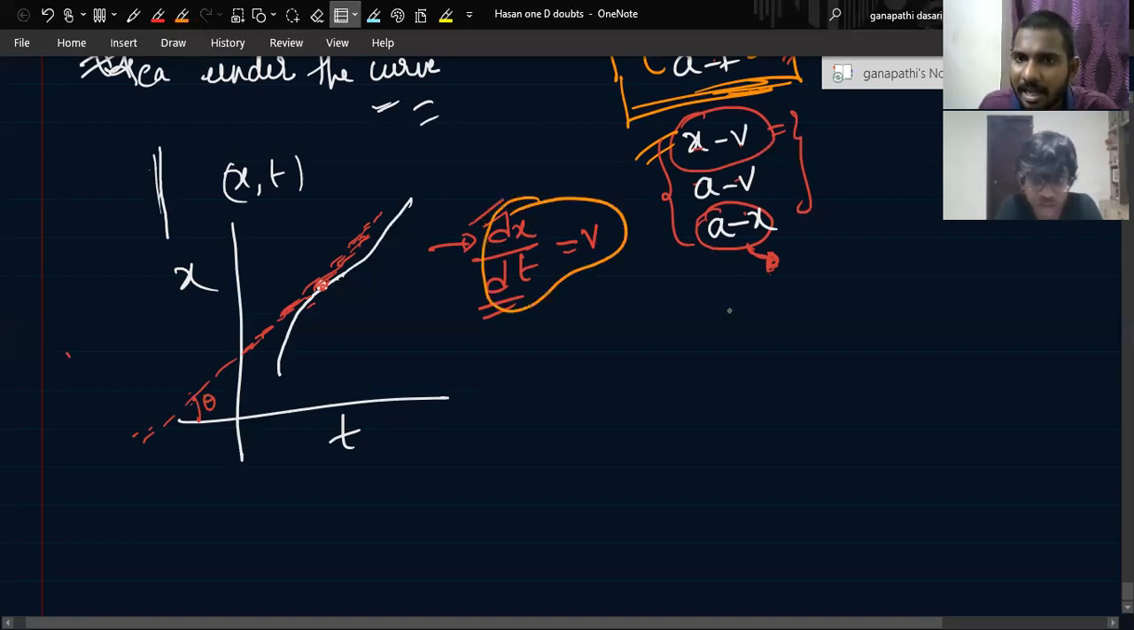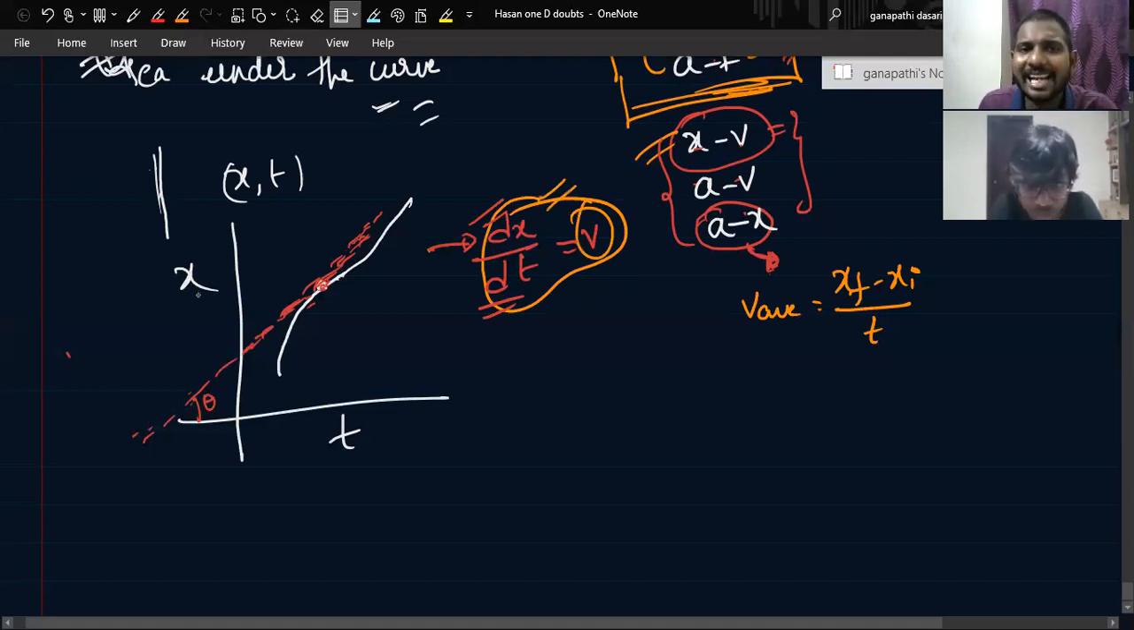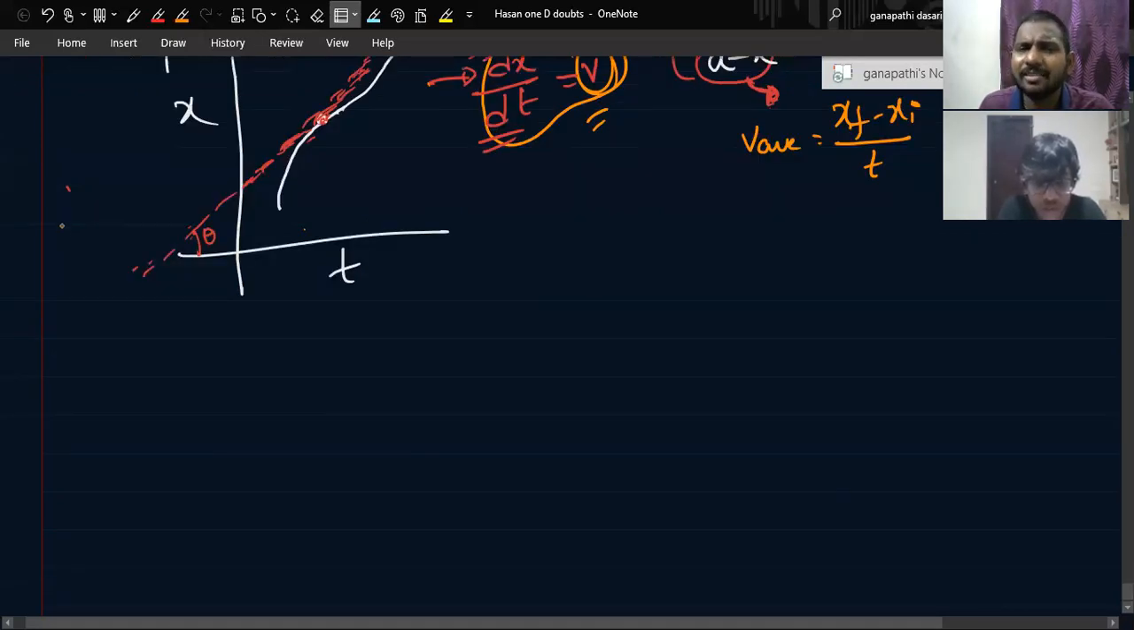Average velocity is what? Final position minus initial position divided by time. But instantaneous velocity is dx by dt. Do you know this clearly? So in an XT graph, at any point, the slope of the graph will give you velocity information. This is very important. The area of an XT graph does not have any physical significance.